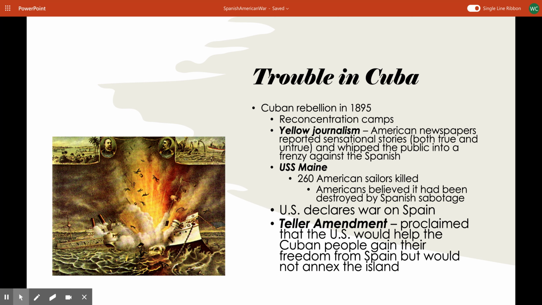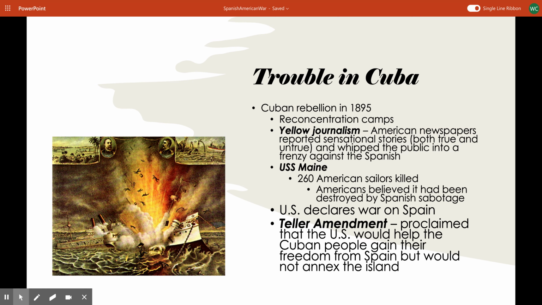That's what some of these journalists were saying. And as this is all going on, in order to protect Americans and their assets in Cuba during this chaotic time, the United States sent the warship USS Maine into Havana Harbor. And just 9 days after it arrived, the Maine exploded, as we learned, killing 260 American sailors.